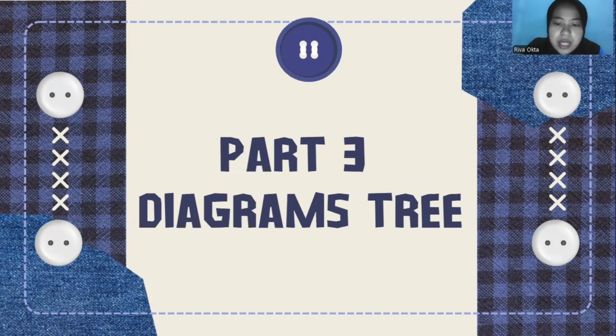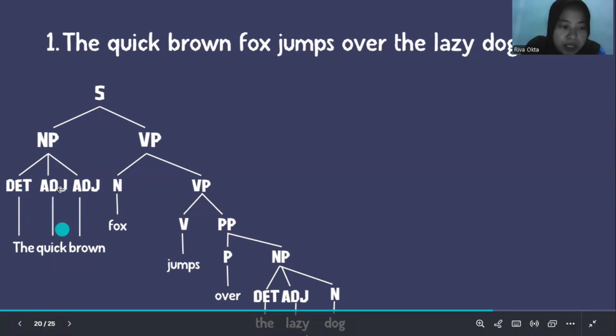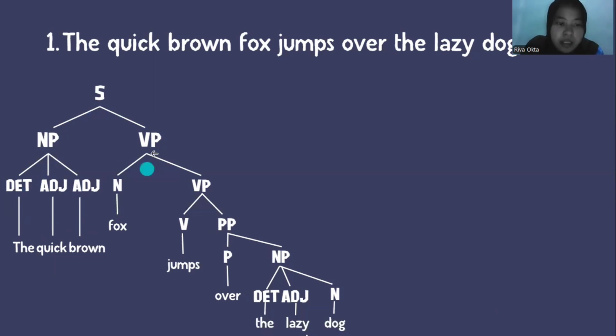Part 3, Diagram 3. The first sentence: the subject is divided into noun phrase and verb phrase. The noun phrase is divided into determiner, adjective, and adjective. From this sentence, "the" is the determiner, "quick" is an adjective, "brown" is an adjective, and "fox" is the noun.